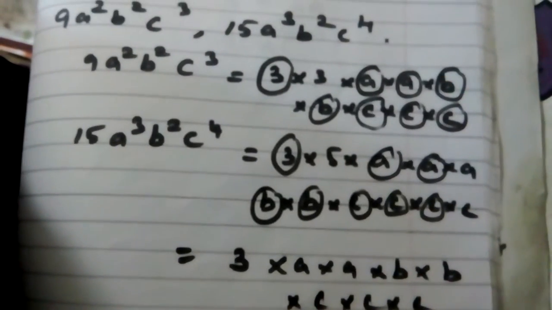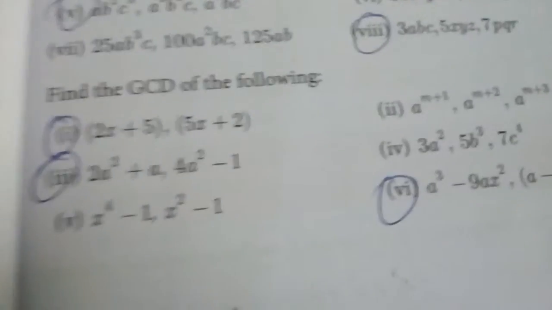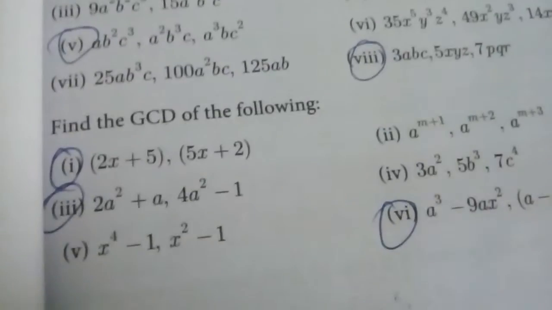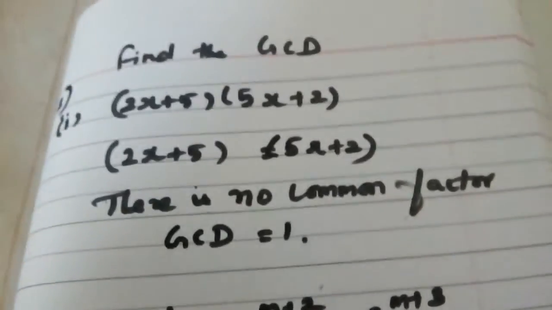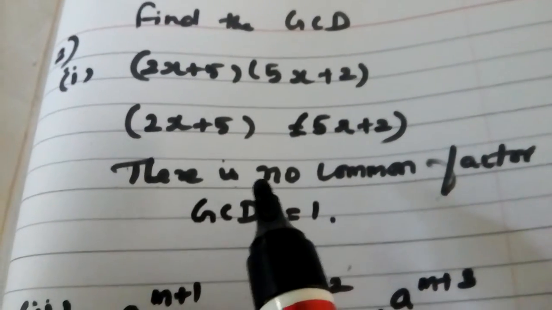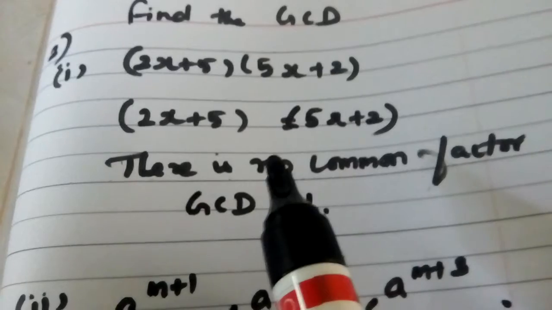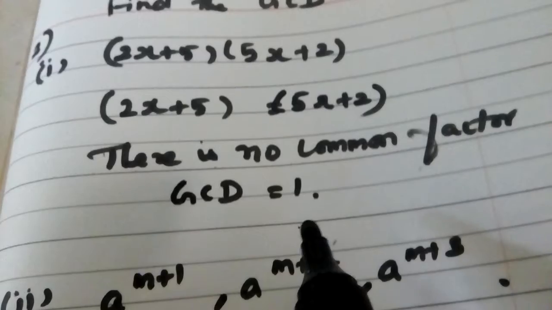Is it clear? Then in the second Roman letter, we have another question: find the greatest common divisor of the following. In that, the first question is 2x plus 5 and 5x plus 2. Is there any common factor? We don't have any common factor here. So because we could not get any common factor, you can write that there is no common factor, but the greatest common divisor is 1, because 1 is a factor of all the values. Even though you don't have any common factors, you can write the greatest common divisor is equal to 1.